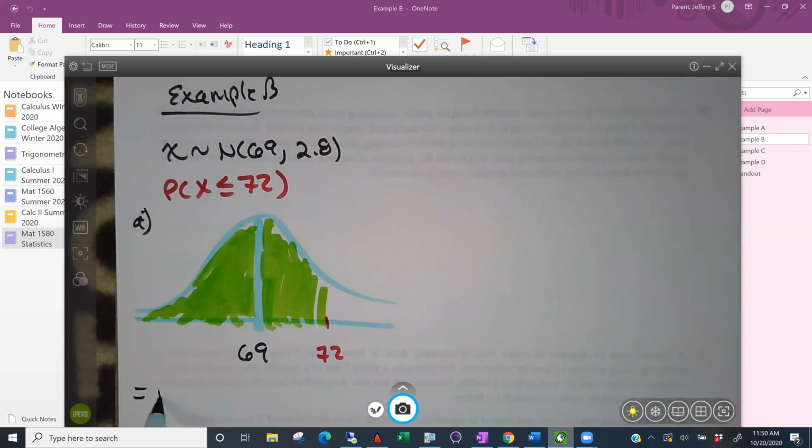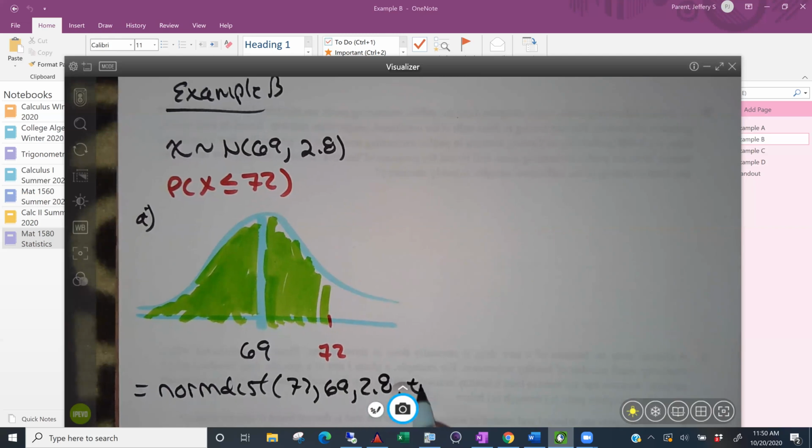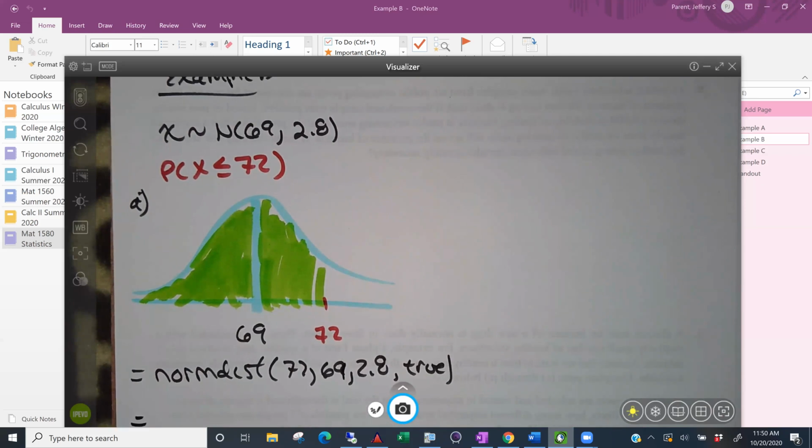Equals NORM.DIST of 72, comma, 69, comma, 2.8, comma, true. And like I said, the good thing is you don't have to subtract from 1. Should just be good to go here.